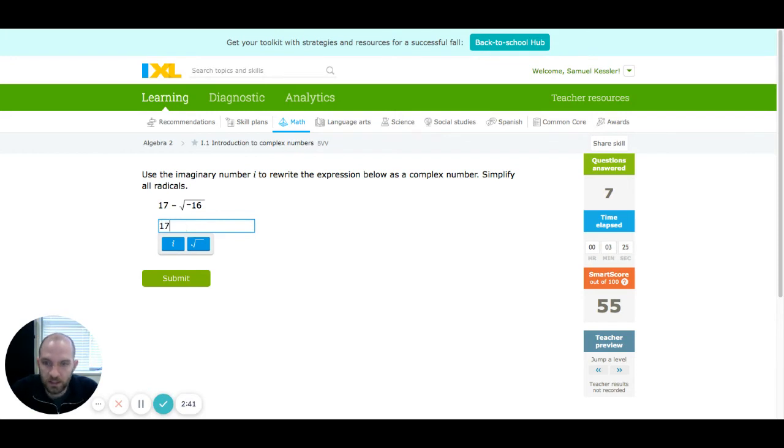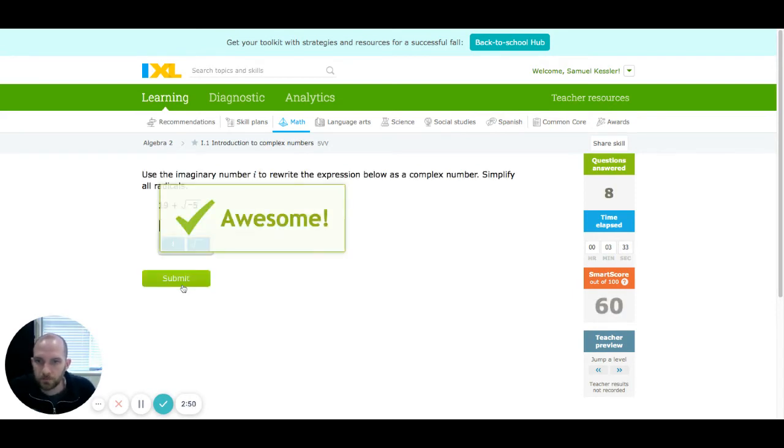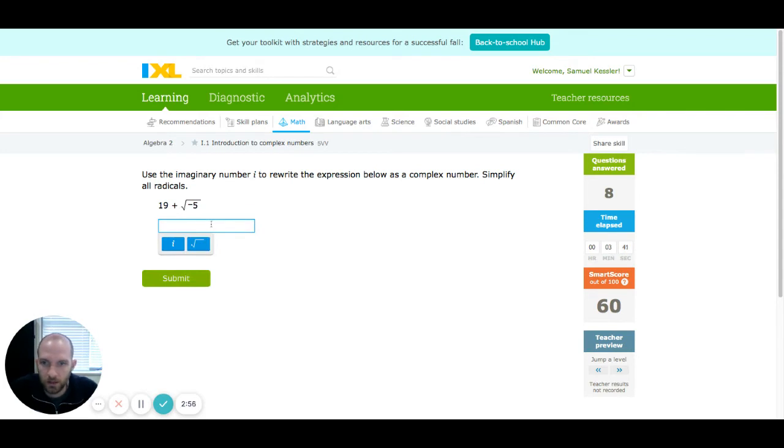Here we've got 17 minus, we've got the square root of -16, which would be 4i. The square root of 16 is 4, and the negative makes it imaginary. If we keep working here, we get a similar question. This would be 19 plus the square root of 5, and then the i goes outside of the square root. That takes care of that negative.